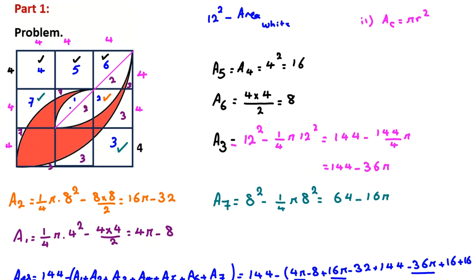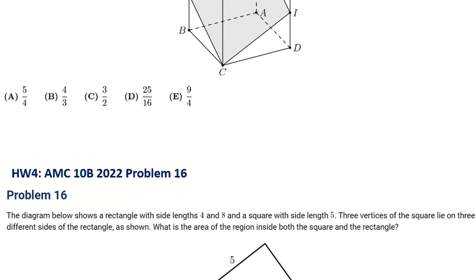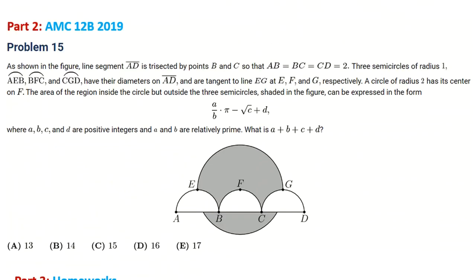In these types of problems, you should split a region into smaller regions to be able to calculate the area of each of them. Now let's try part 2. This is AMC 12B, 2019, problem 15. Okay, read the problem.